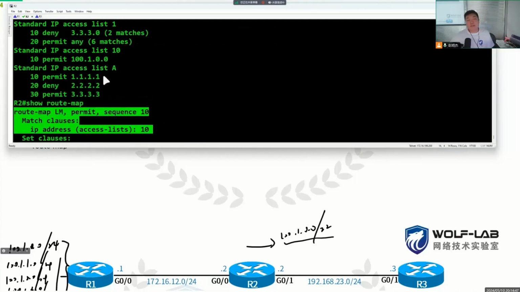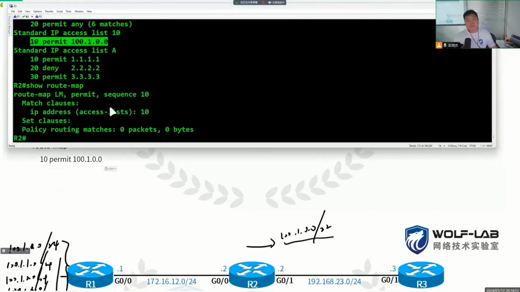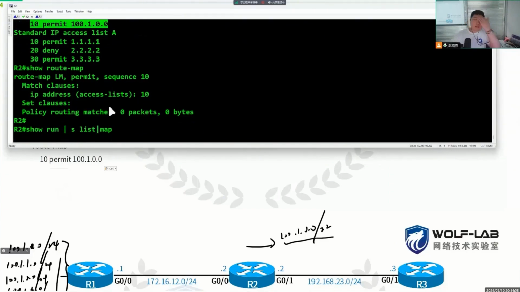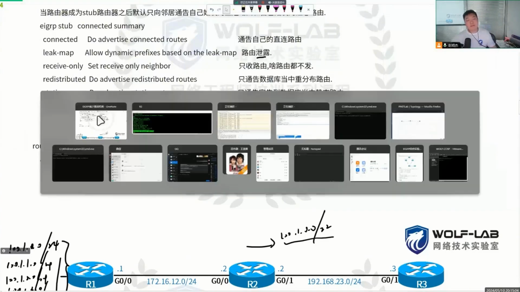So we can use it in, let me put it this way, show run section list and map. Grab it like this, because it's better this way. It also looks a bit clearer. And then use the route map. We grabbed the routing entry, so now we can use leak map, routes leaked here at R2.